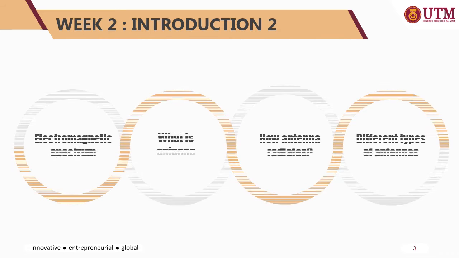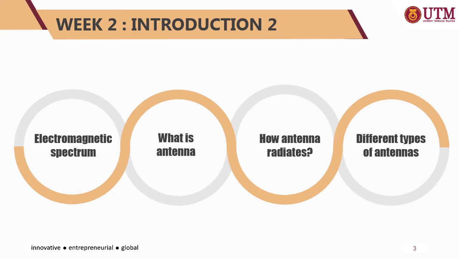Okay, these are the outlines for today's lecture. So we are going to look at the electromagnetic spectrum, in which the principle of wireless communication is transmitting and receiving an electromagnetic wave. And next, we are going to look at the definition of what is the antenna and how the antenna radiates, and lastly, different types of antennas.